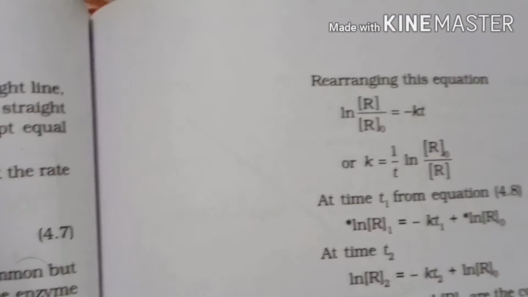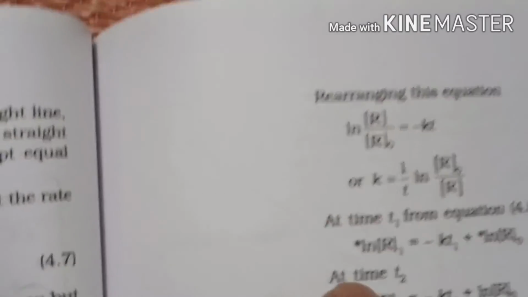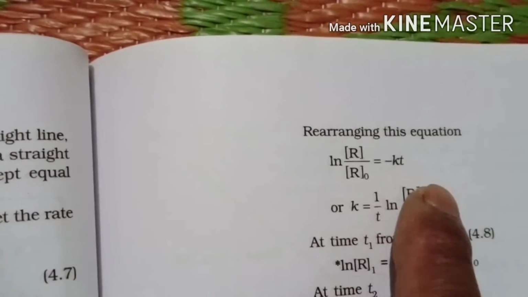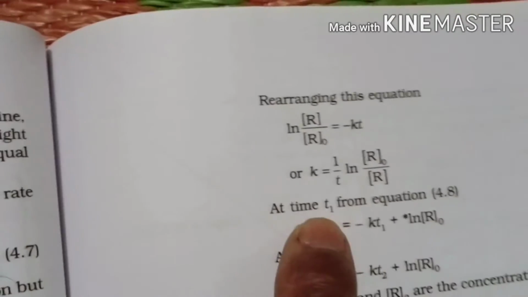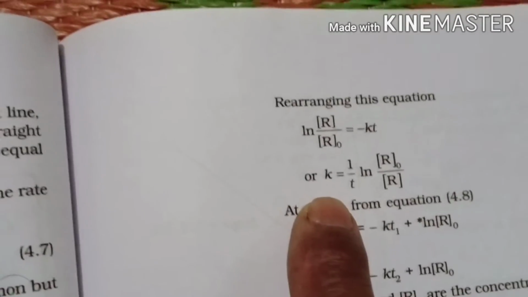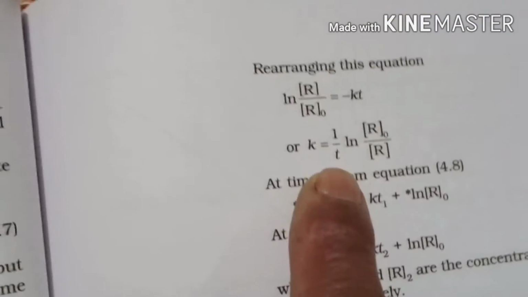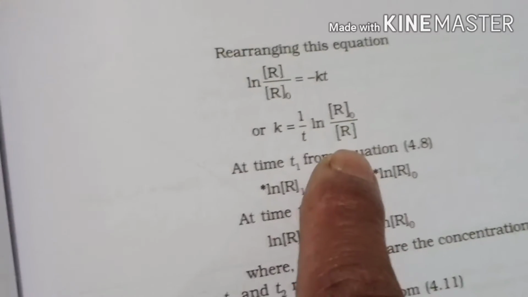Now rearranging this equation, we get ln R by R naught is equal to minus kt, from which we can find k equal to 1 by t ln R naught by R.